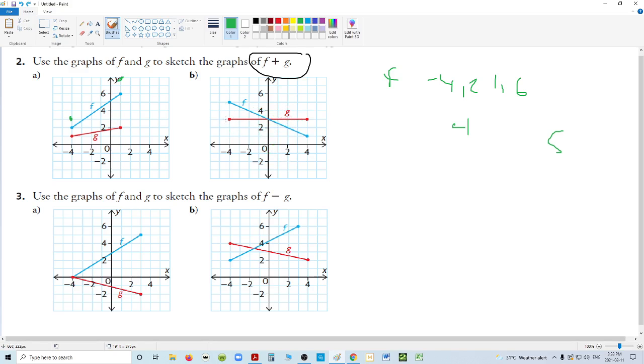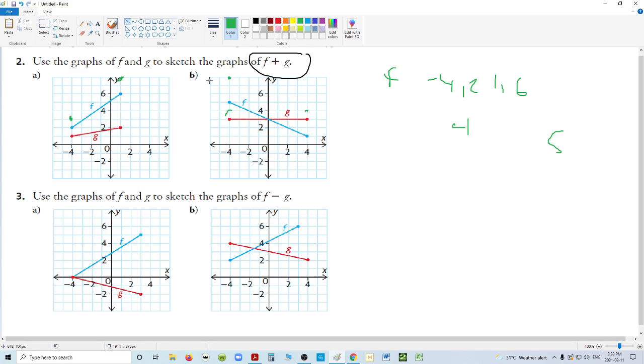But to make sure, let's look. Minus 4 comma 3 here, minus 4 comma 5 here. Because we're doing f plus g, we're going to add 3 to it. So what's 3 plus 5? It's 8. So it's way up here. So I'm going to draw a new green line way up here. And then right here we got 4 comma 1 and 4 comma 3. And when you add them together, you get 4 comma 4.